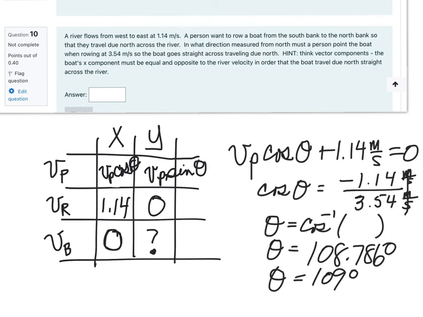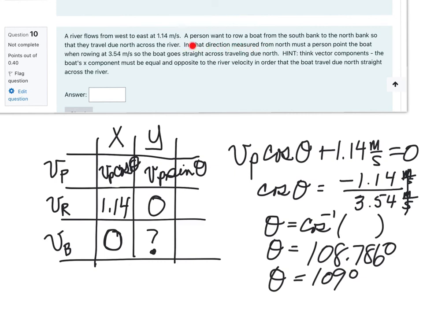So here it is. This plus this has to equal 0, right? You sum these up and you get this, and this is 0. Why? Because we want the boat to go straight across. So V person cosine theta plus 1.14 meters per second equals 0. Cosine theta equals negative 1.14 meters per second over the V person, 3.54 meters per second. The meters per second cancel. Theta is the inverse cosine of that negative number, and I get an angle of 108.786 degrees. I rounded to 109, but be careful.